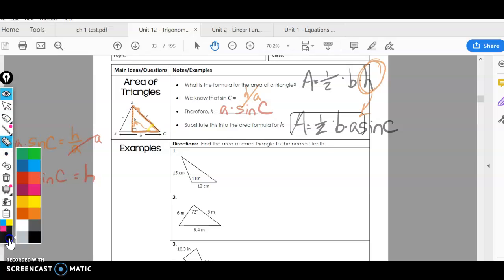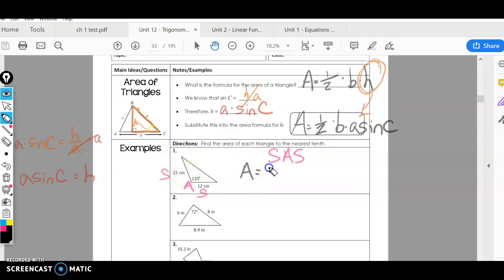Something really important that you have to write down is that when we find the area, you can only do it if you're given a side, an angle in between, and another side. So like for number 1, we have a side and a side. You can only do it if you have the angle in between the two sides. Solving this area problem in number 1, we have 1/2 times b times a times sine C. Always put the angle in between the two sides, label that as your C.